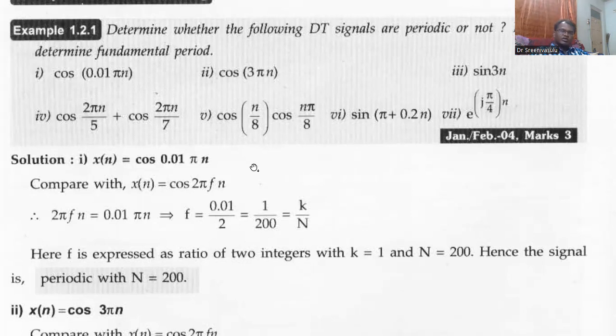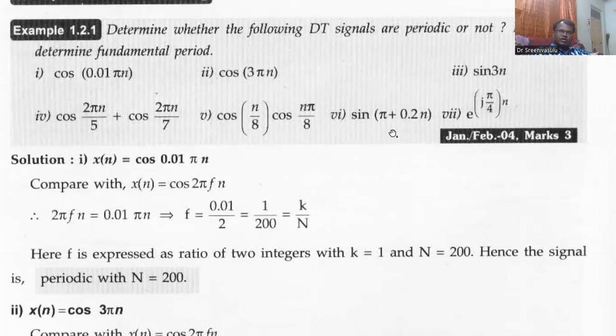Now you need to convert the product term into an addition of two signals. Then we check the fundamental periods of the individual signals. Next, you see the sixth one, again sine of omega naught n plus theta.